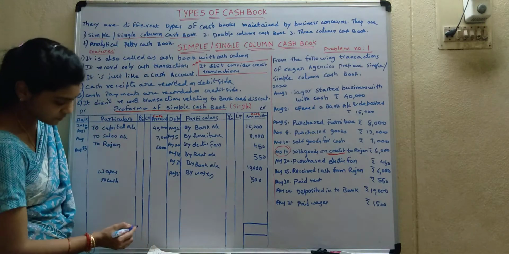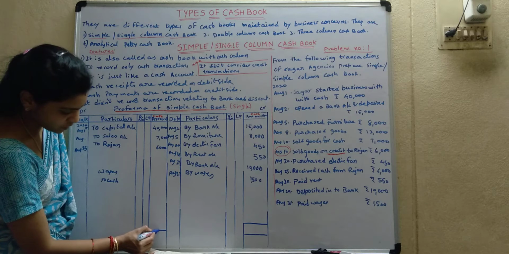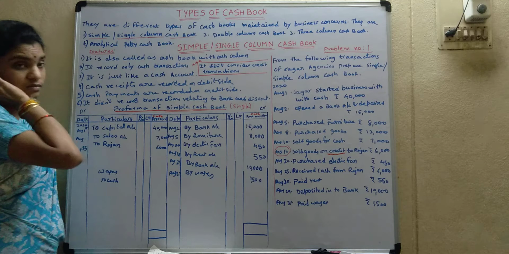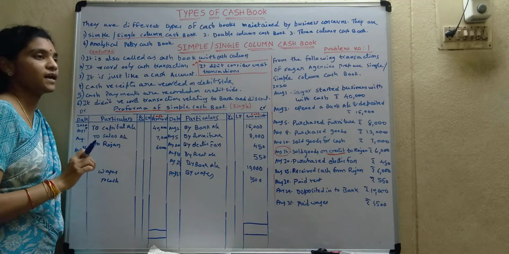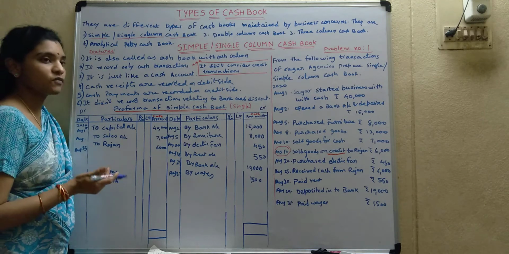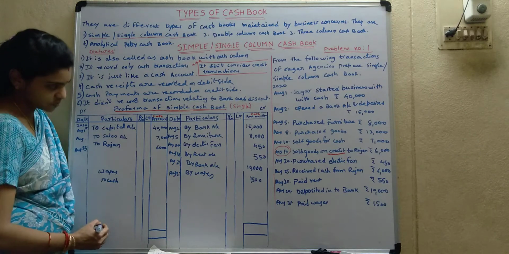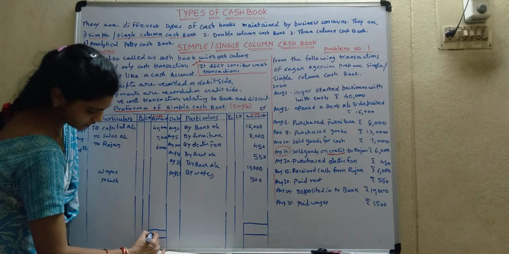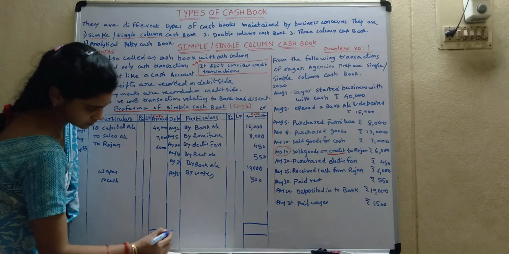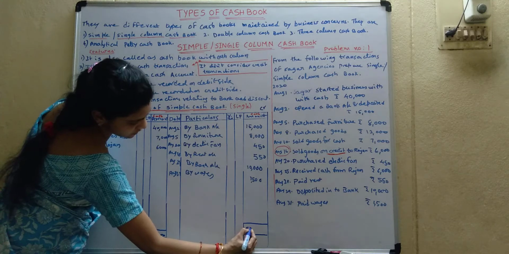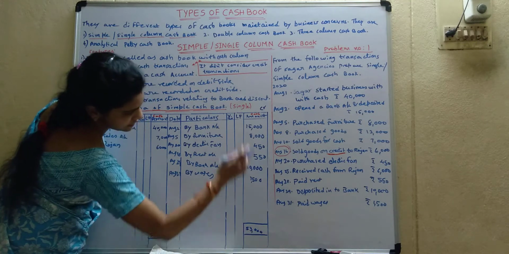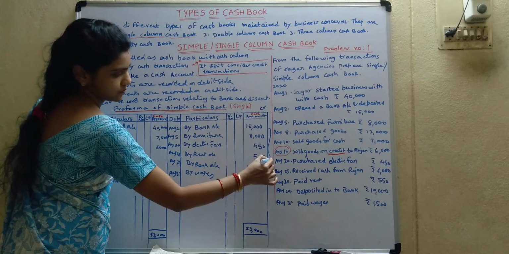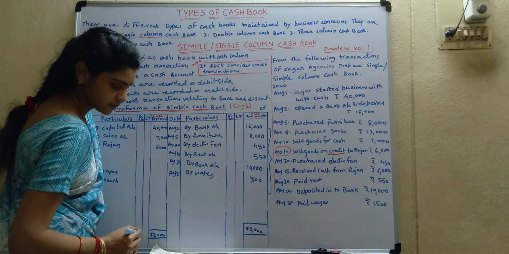In the last class, what we have learned: cash book always shows a debit balance, because we can't pay more than what we have in our hand. So what is the balance here? 53,000 plus all these amounts. Then what's the remaining balance?